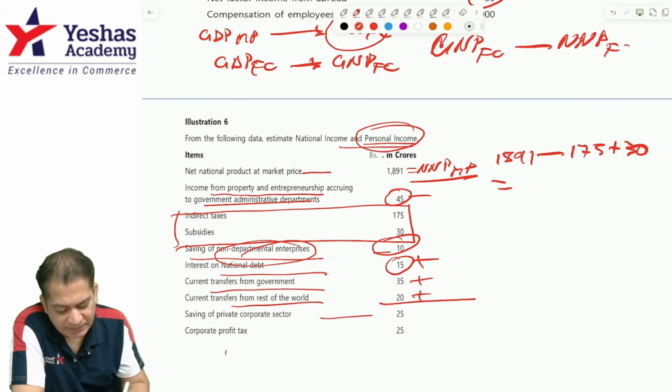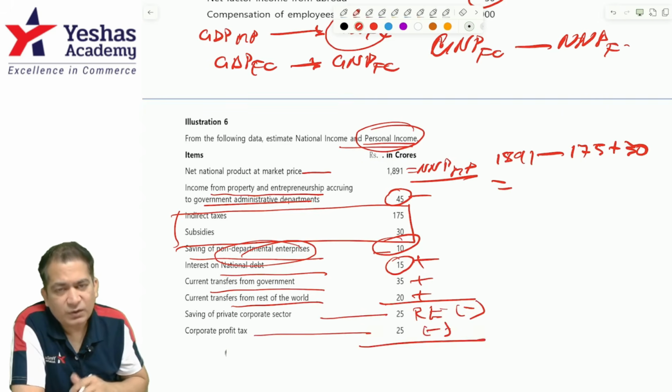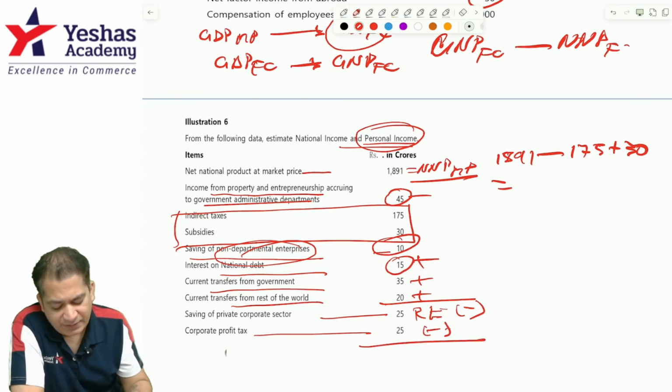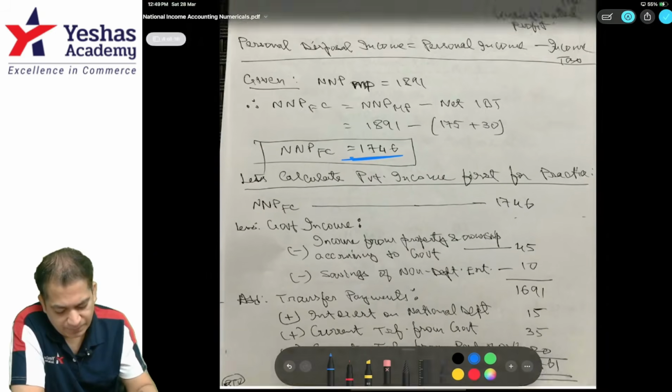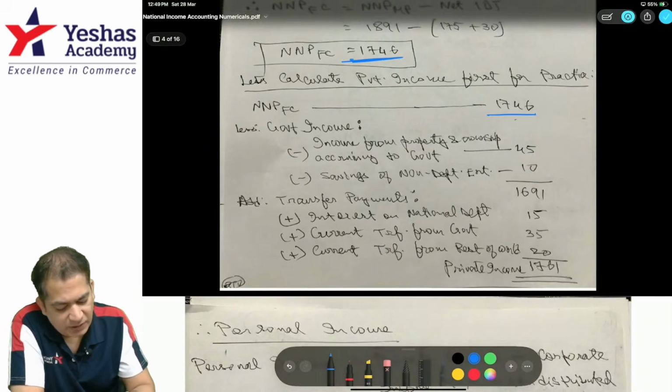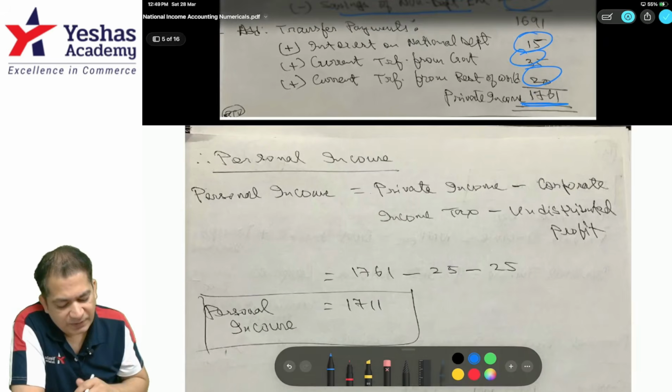Now, savings of the corporate sector, that is your retained earning, must be deducted. Corporate profit tax, it means tax on the net profit, this must be deducted. When you do this, what you will get is your private personal income. So let's see here, exactly the same thing is done. NNP at factor cost, government income from property and entrepreneurship 45 minus, savings of non-departmental enterprise minus 10, transfer income 15, 35 and 20 will be added. So 1761 is what you get, which is your private income.